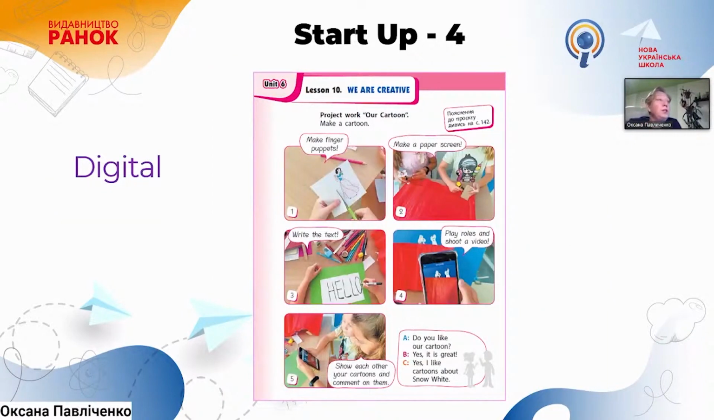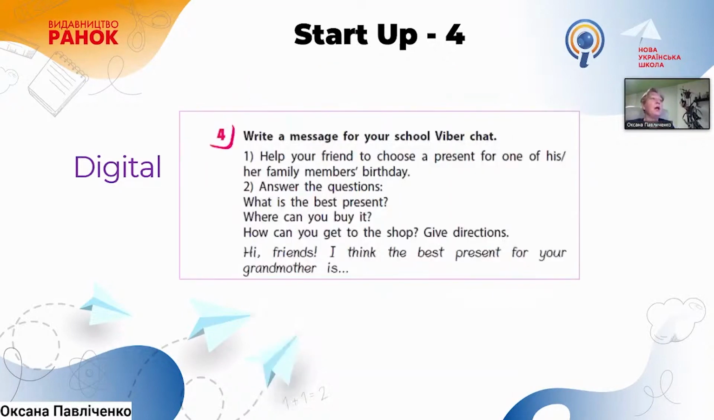Digital competence is really important, and if our pupils are good users of different devices, you can use it to make lessons more interesting and to keep their motivation as well. So you can ask your pupils to make a film about some kind of activity, to present this film and to tell what it is about. Also, there is a task when your kids need to write something for a Viber chat. This is also digital literacy.